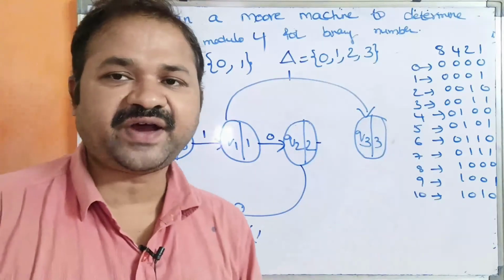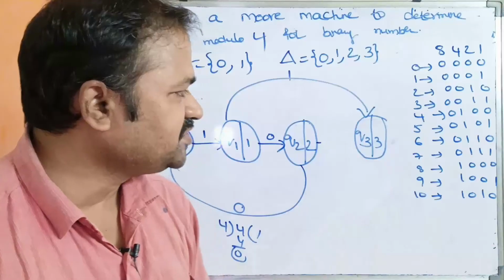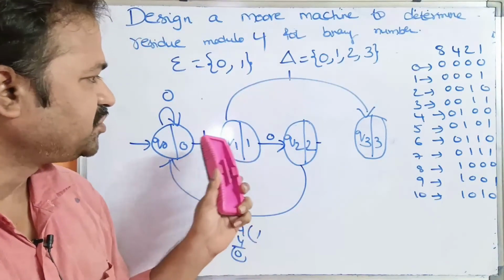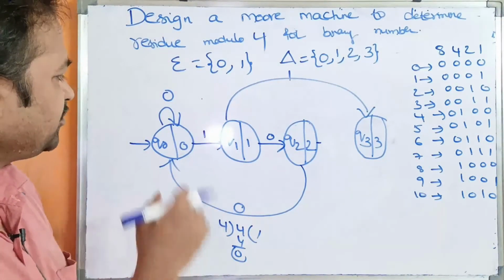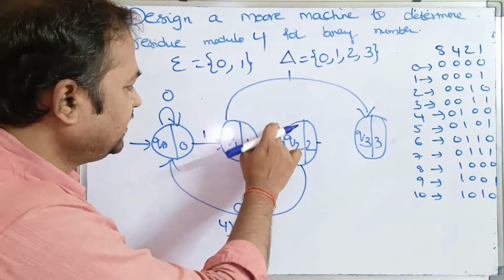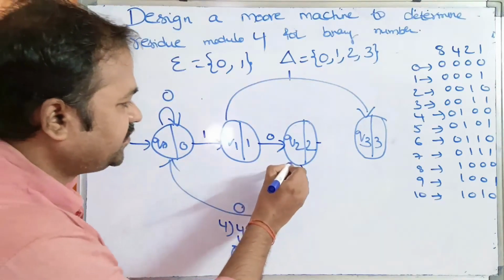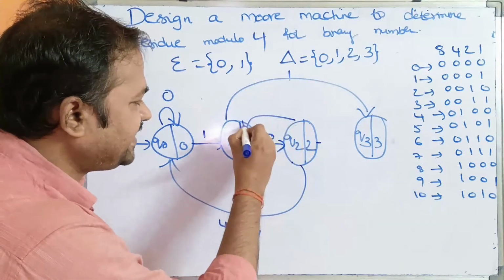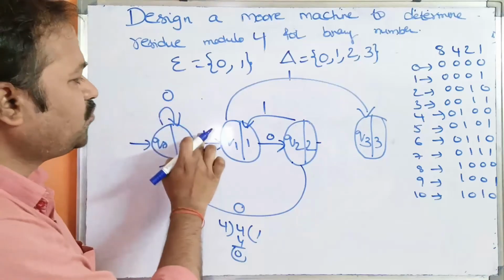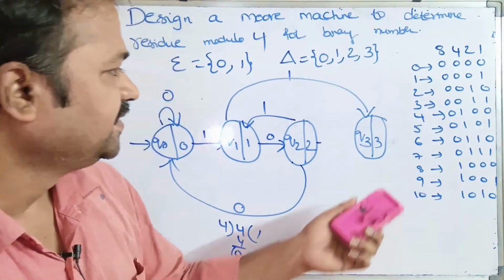Next 5. 5 modulo 4 result is 1. So if we apply 0 1 0 1, then we have to get Q1 state. So 0, next 1, next 0. Next if we apply 1, then we have to be at Q1 state. So we can write the transition like this. So that is 5.